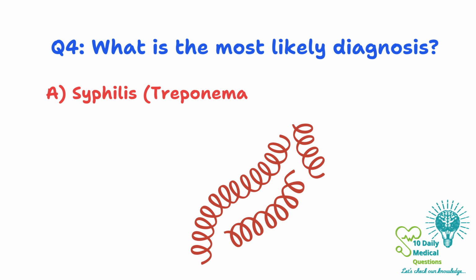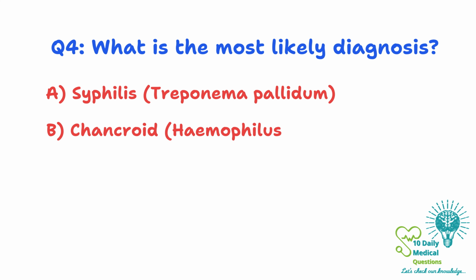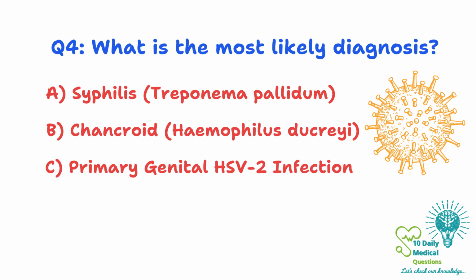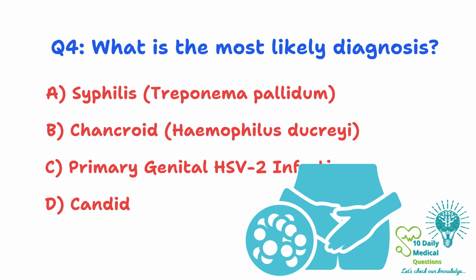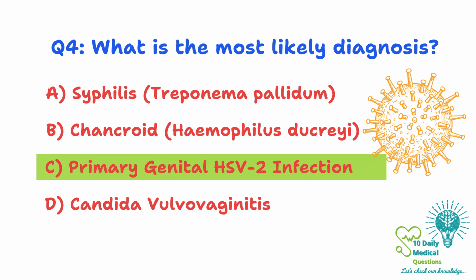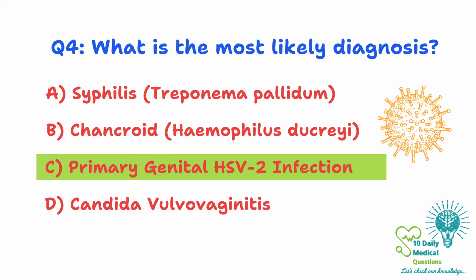Option A. Syphilis, Treponema pallidum. Option B. Chancroid, Haemophilus ducreyi. Option C. Primary genital HSV-2 infection. Option D. Candida vulvovaginitis. Answer: Option C. Primary genital HSV-2 infection.